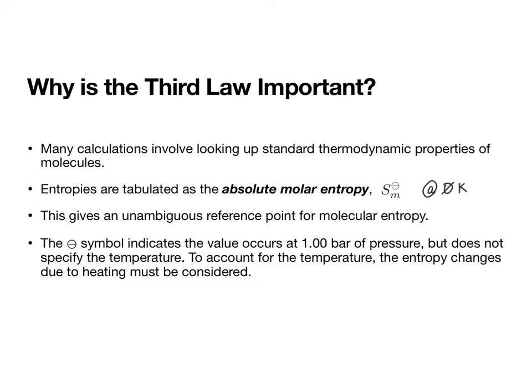Other molecules having some molar entropy that's not 0 tells us how far away from perfection it is. This symbol, the circle with the line through it, indicates that the value occurs at 1 bar of pressure, but it does not specify a temperature. To account for the temperature, the entropy changes due to heating must be considered. And so that means that these tables that you look at need to tell us what temperature they are tabulated at.